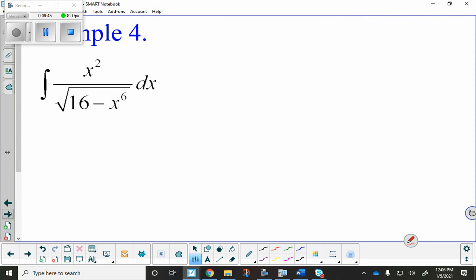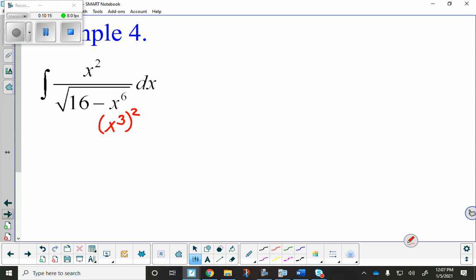All right, I look at that, and I'm going to say, well, you know, the derivative of x to the 6 is not x squared. However, if I were to look at this as x cubed squared, the derivative of x cubed would be 3x squared. So I'm looking at that and thinking it's really an inverse sine function.